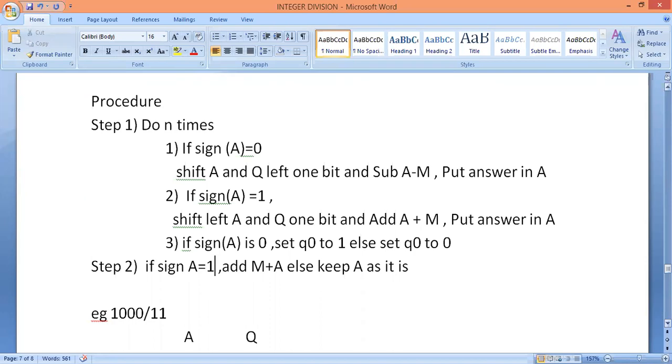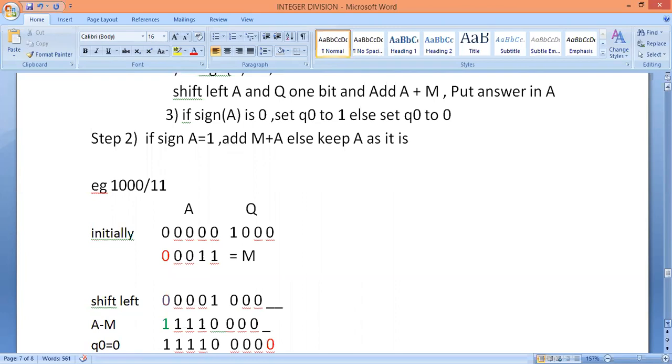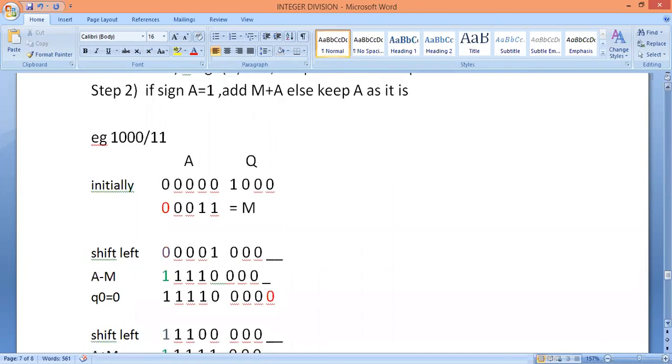Now we'll take an example and we'll see how it is done. So again, we'll take the same previous example, 1 0 0 0 divided by 1 1. So what is there in register A? 0 0 0 0. What is there in register Q? 1 0 0 0. Okay. What is there in register M? 0 0 0 1 1. Same thing as we did in the previous one.